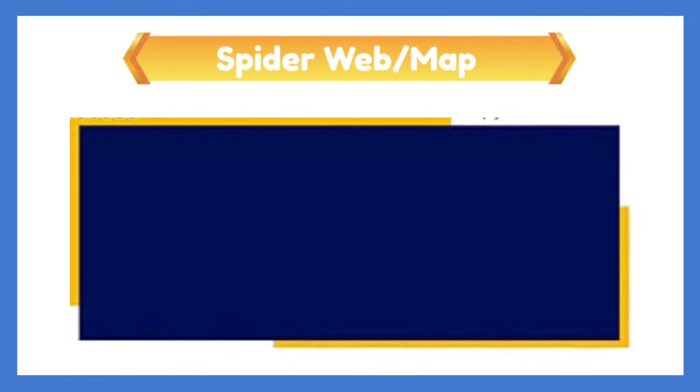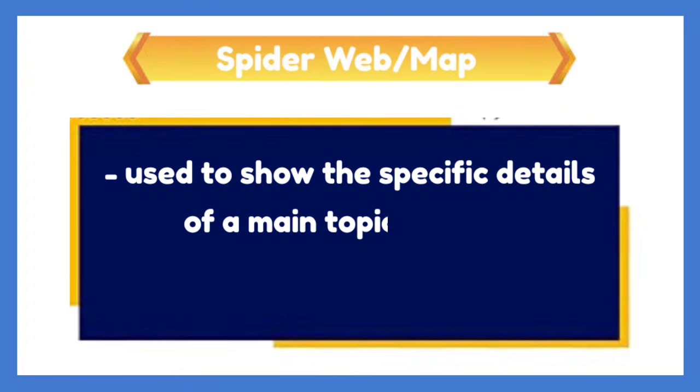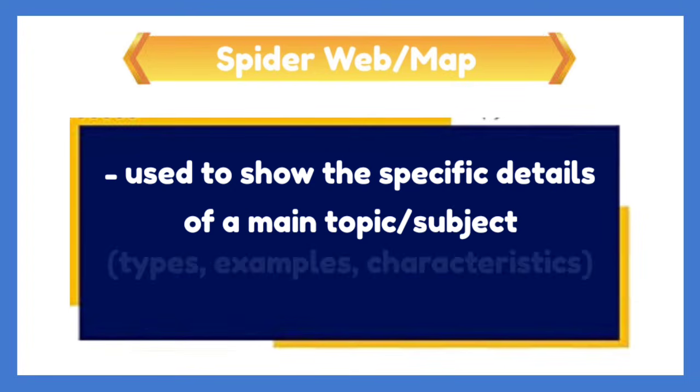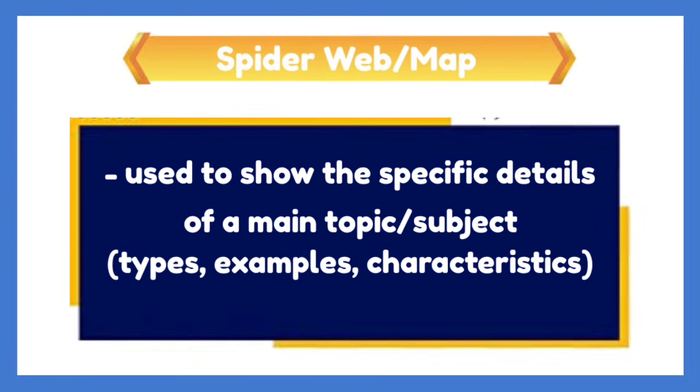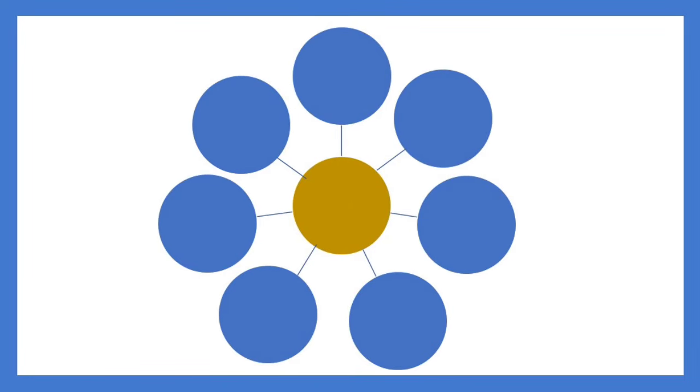This graphic organizer is used to show the specific details of a main topic or subject, like its types, specific examples, or characteristics. This is what a spider web or map looks like. As the name suggests, this graphic organizer looks like a web of a spider, right? So, the circle at the center represents the spider, and it is where you write the main topic.